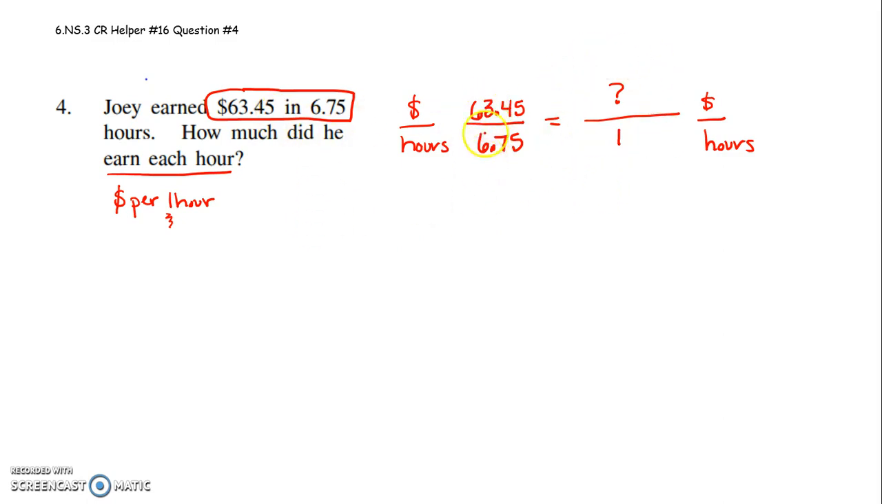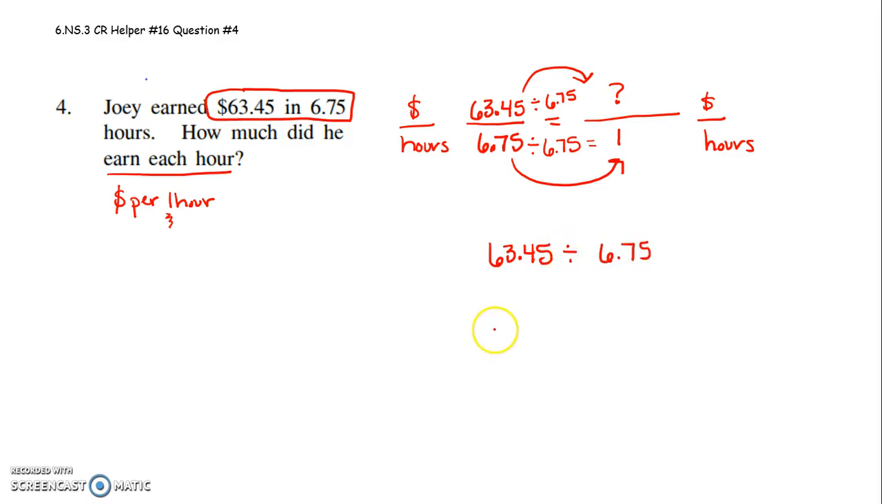The fact that I'm given goes on one side of my proportion, and on the other side goes what I'm looking for. All right, so I focus here in the denominators because I know something about the denominators. How do I get from 6.75 to 1 using either multiplication or division? Well, I could take 6.75 and divide by 6.75. That will get me to 1. If I'm dividing the denominator by 6.75, I need to divide the numerator by 6.75. So I'm going to take 63.45 and divide that by 6.75.